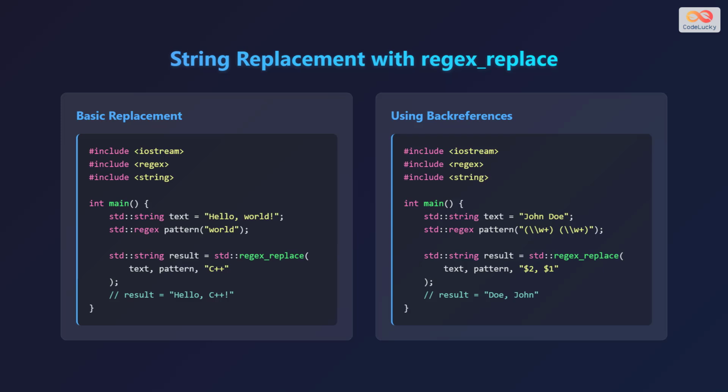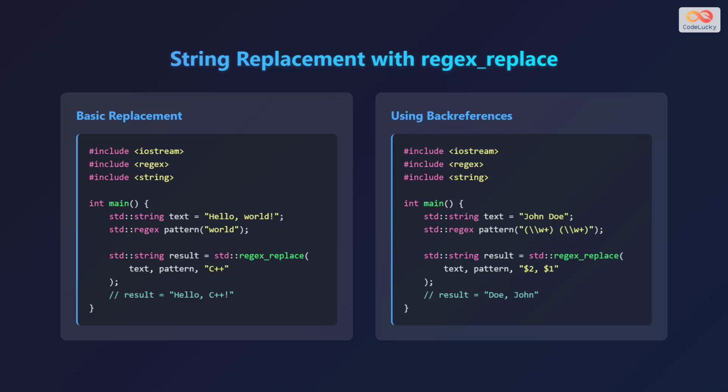You can also use back references to rearrange or modify the matched text. Include the iostream, regex, and string headers. Inside the main function, create a string variable named text with the value "John Doe". Define a regular expression pattern with capturing groups for the first and last names: (\\w+) (\\w+).